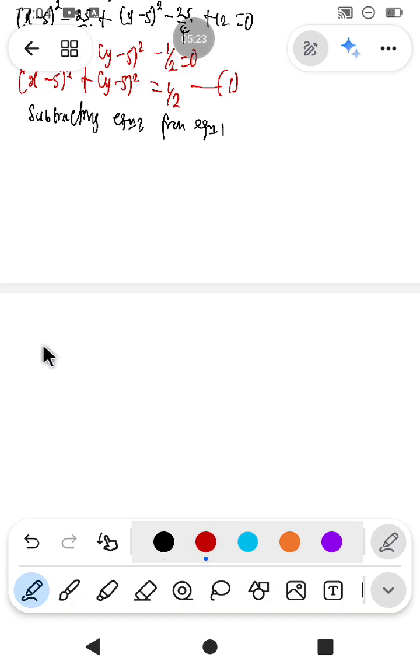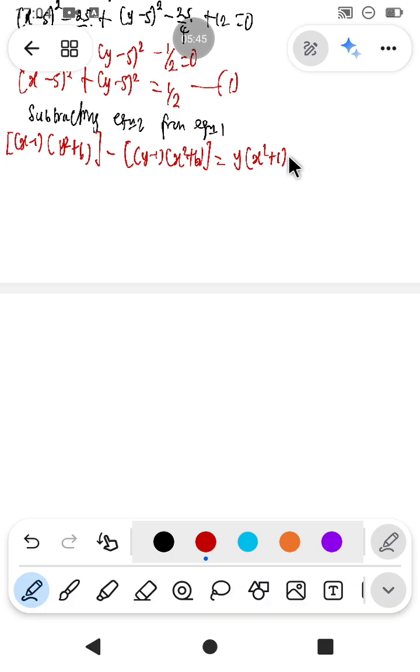So this is what we're going to have: x minus 1 multiplied by y squared plus 6, minus y minus 1 multiplied by x squared plus 6, which will be equal to y into bracket x squared plus 1, minus x into bracket y squared plus 1. Now let's simplify completely by opening the bracket, collecting like terms, and finishing up the work.